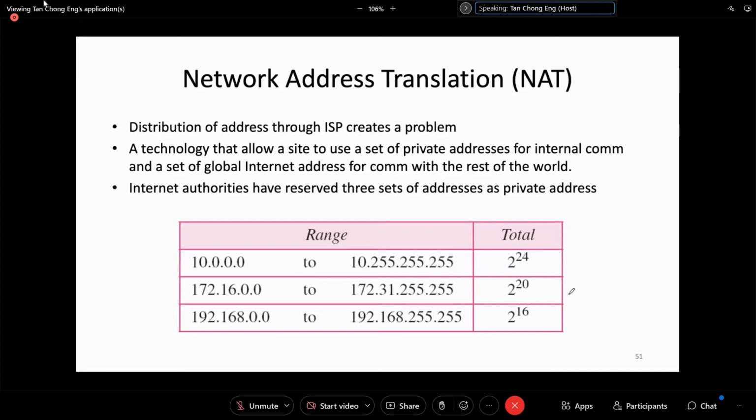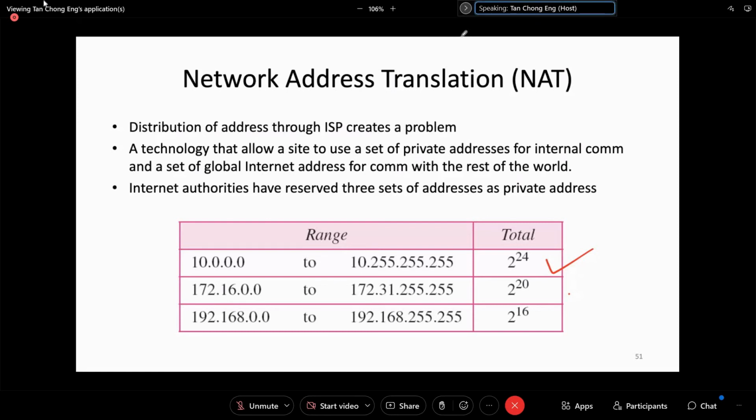For example, Unimas is also using network address translation, and we are using a class A private address. If you see Unimas's IP address starting with 10, those are class A addresses. But they are private. Private means they cannot be seen by anyone on the internet. You can access the internet, of course, but people cannot access you.